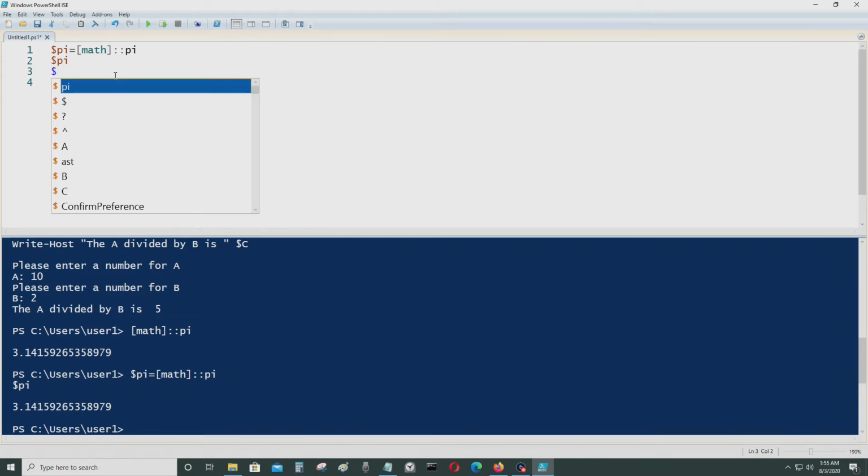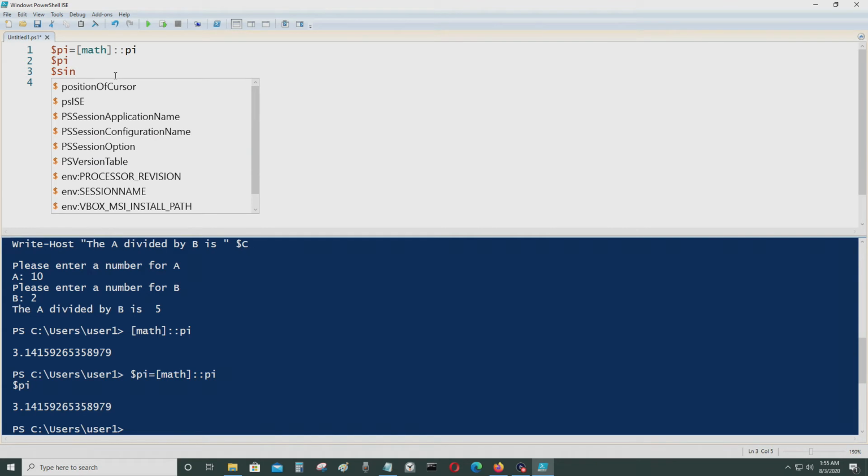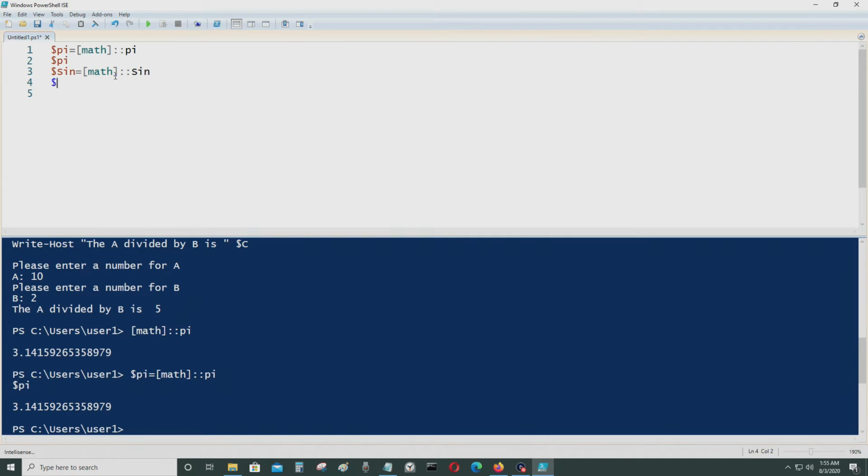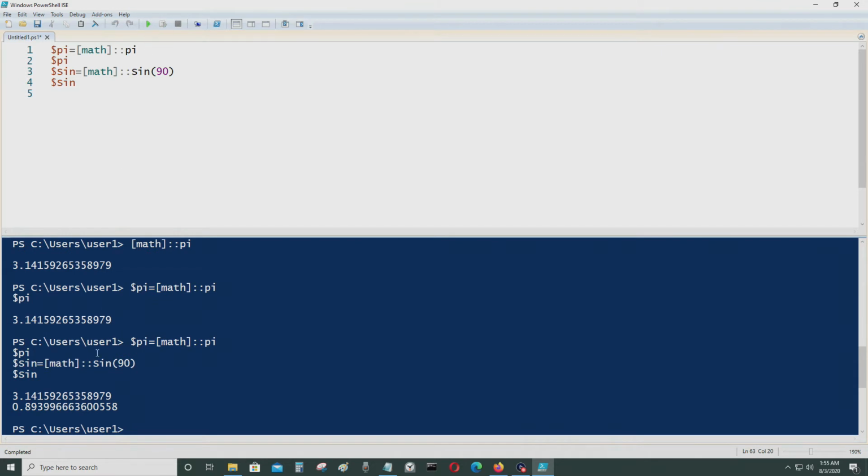Let's try sine is equal to math sine. See what sine is. Sine of 90 degrees. Sine of 90 degrees is 0.8983. Try something else.